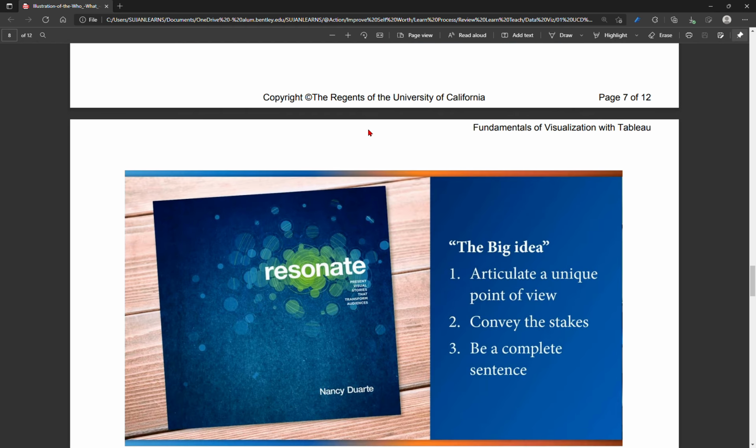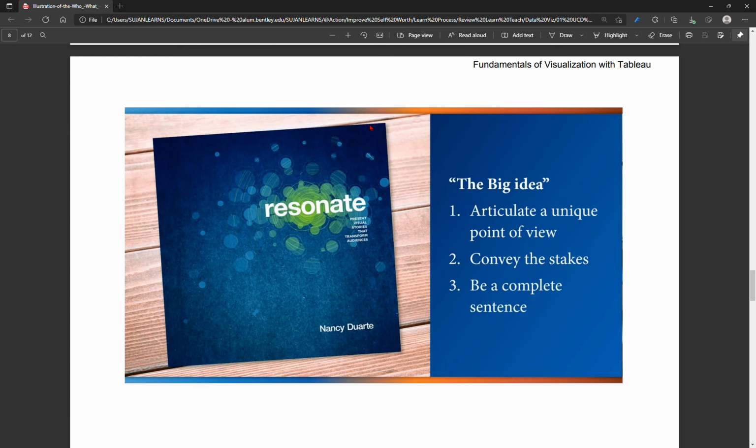Secondly, now we'll talk about the big ideas according to the book Resonate by Nancy Duarte. This book presents three main ideas. First is articulate a unique point of view. Secondly, convey the stakes. And thirdly, be a complete sentence. What are the three main ideas? Articulate a unique point of view, convey the stakes, be a complete sentence. Those are the three main ideas.